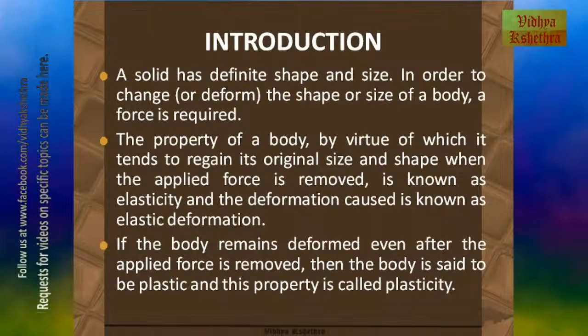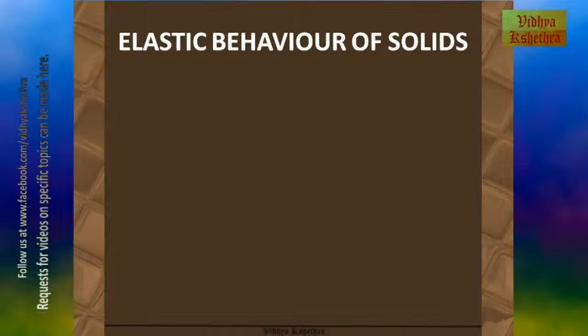If the body remains deformed even after the applied force is removed, then the body is said to be plastic, and this property is called plasticity. For example, if we apply force to mud, the shape of the mud is deformed. It does not return to its original size.